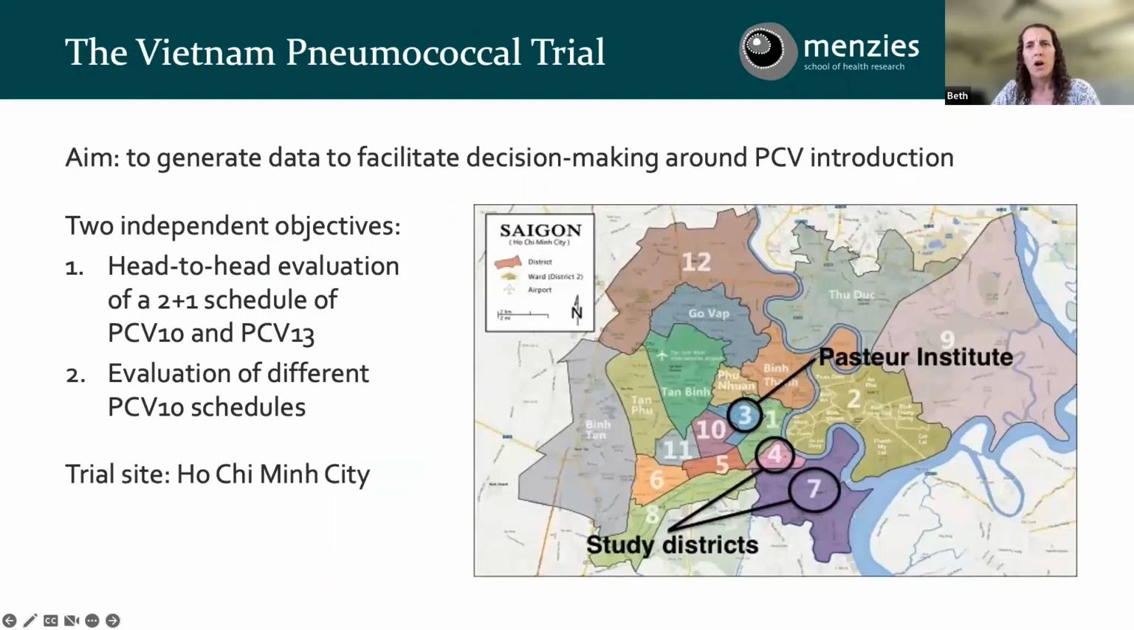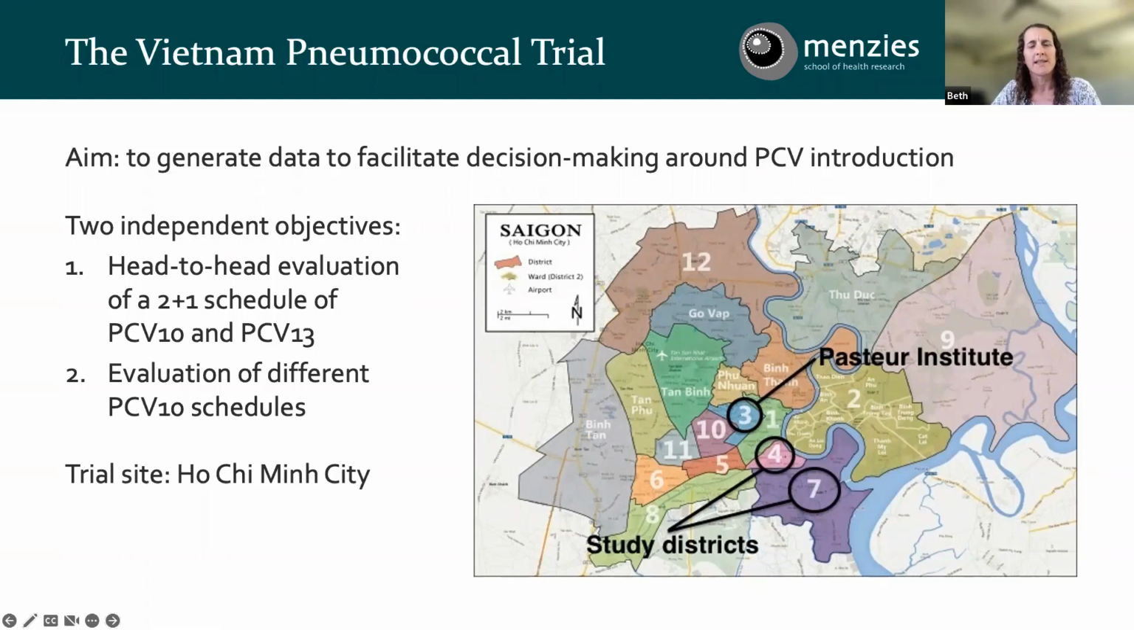So moving on to our trial, the Vietnam pneumococcal trial, we designed a trial that included a head-to-head evaluation of PCV10 and PCV13 in a 2+1 schedule, which is 2 primary series doses followed by a booster dose. This is one of 2 schedules currently recommended by WHO, the other being a 3+0 schedule with 3 primary series doses and no booster. At the time we designed the trial, there were no head-to-head data on these 2 vaccines.